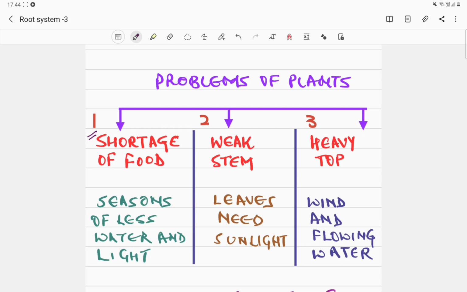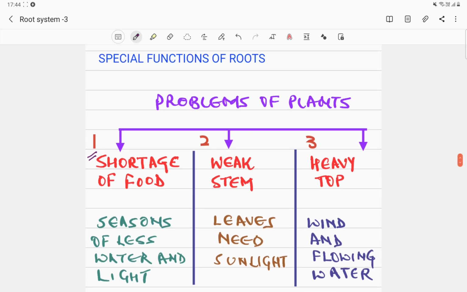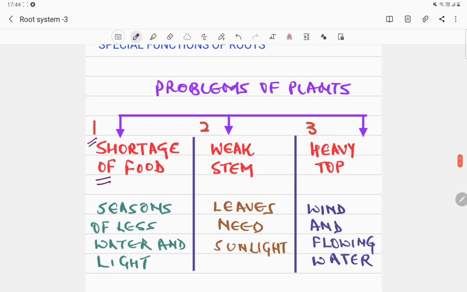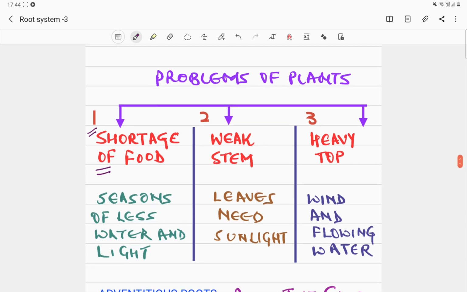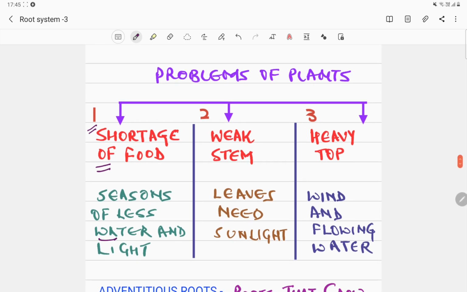There is less water in the soil, so they cannot obtain water, and they cannot make much food for themselves. And that's why a lot of plants suffer from shortage of food, which means they cannot make enough food, and that's why they do not have enough food. So the presence of water and light depends on the season.